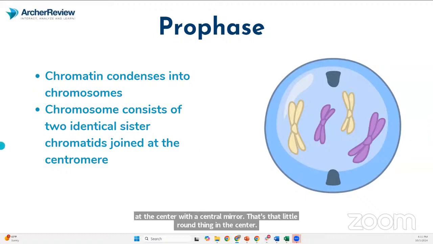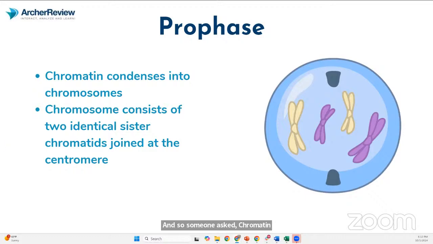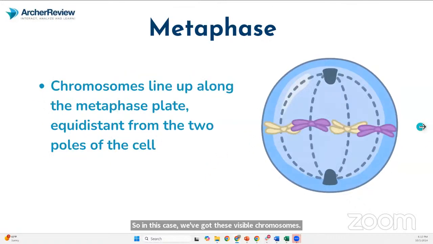Someone asked about the chromatin versus chromosome difference. Great question. So chromatin is DNA that I would say is lounging. It's all spread out within the nucleus. It's not condensed tightly. And then when that cell is getting ready to divide, it condenses up really tightly into the chromosome, which is the visual you see on the screen, the purples and the tan. And that's a chromosome. Great question. So in this phase, we've got these visible chromosomes, we've got sister chromatids, and we've got a centromere in the center.